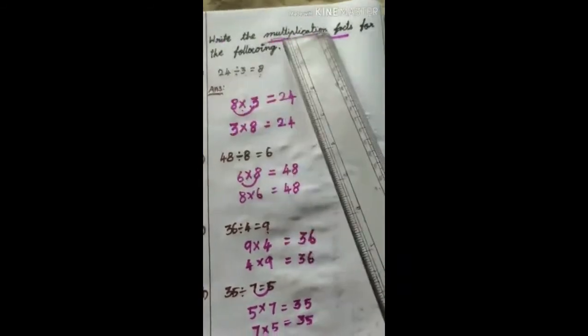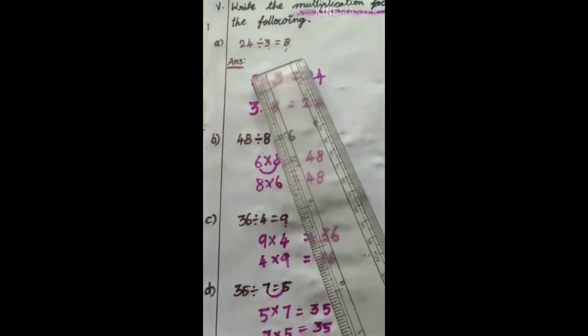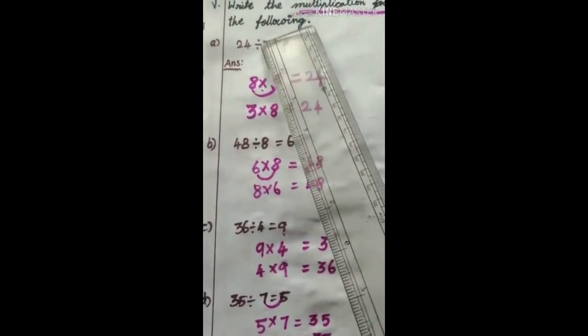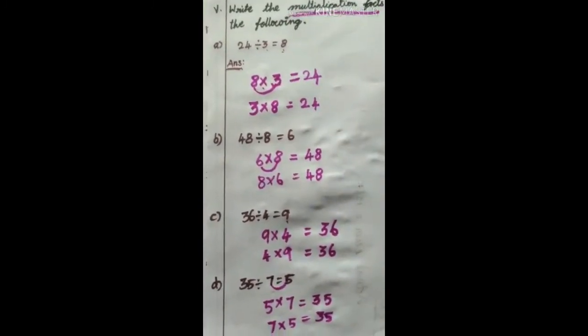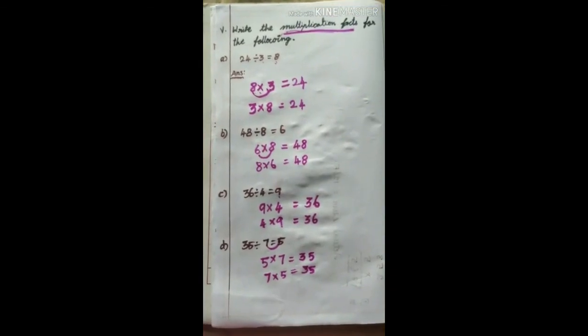Dear children, from this concept, what have we learned? We have learned that when multiplying the quotient and divisor, we get the dividend as the answer. Here 8 is the quotient and 3 is the divisor. 3 8s are 24, the dividend we got as the answer.